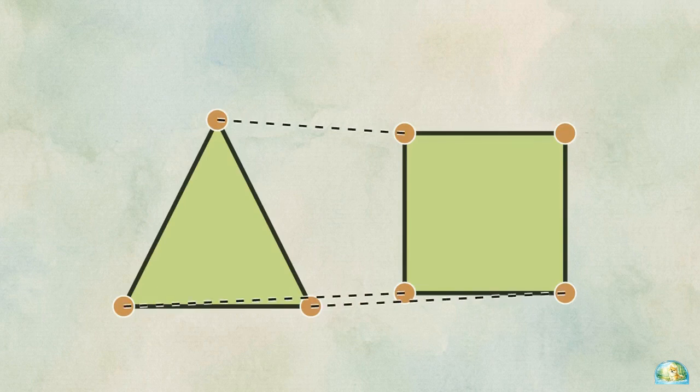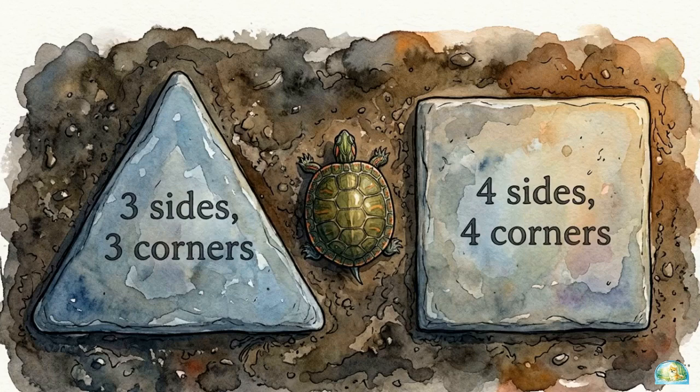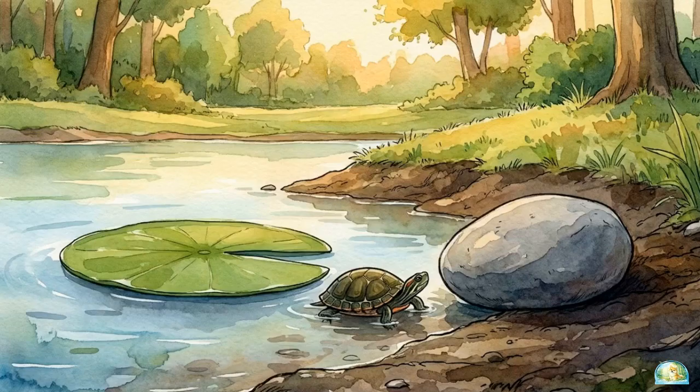Since 4 is 1 more than 3, the square has exactly 1 more side and 1 more corner than the triangle. On this stone, all 4 sides are exactly the same length. Comparing these counts side by side shows us how shapes are built from the same types of parts, even when the numbers change. Pebble paddles away from the stones and toward the water's edge.